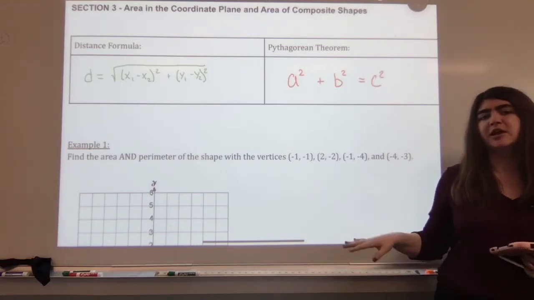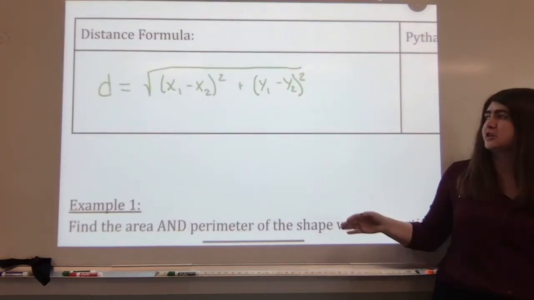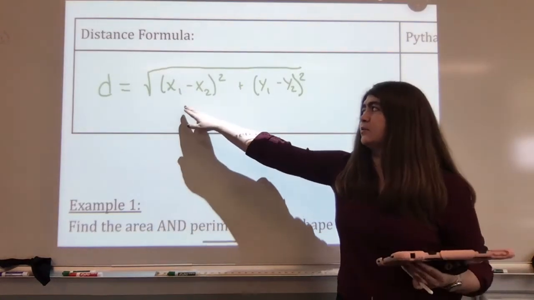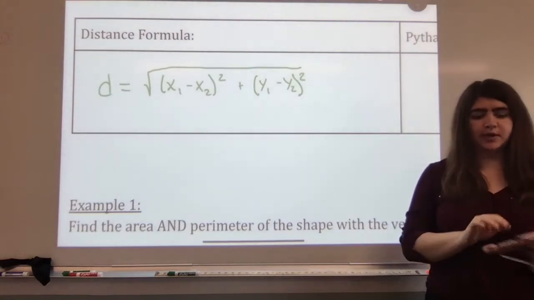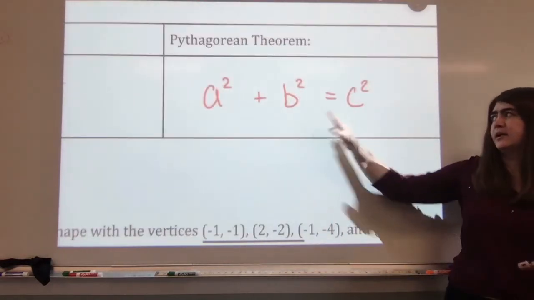Before we do anything with area in the coordinate plane, we need to remember our distance formula and our Pythagorean theorem. So our distance formula is d is equal to the square root of (x1 minus x2) squared plus (y1 minus y2) squared. Then we have our Pythagorean theorem, a squared plus b squared equals c squared.